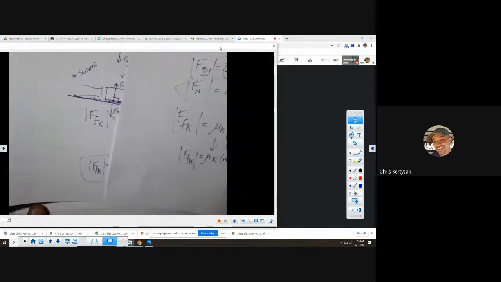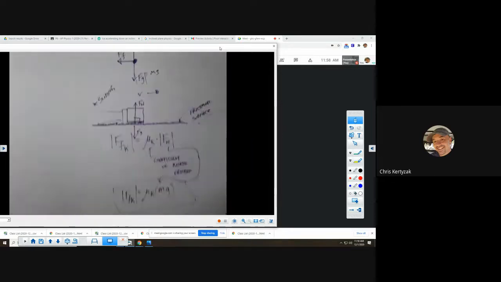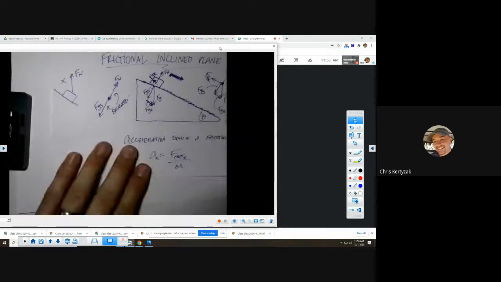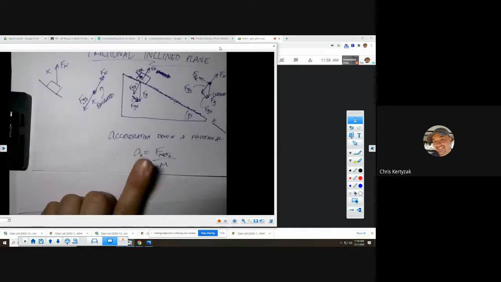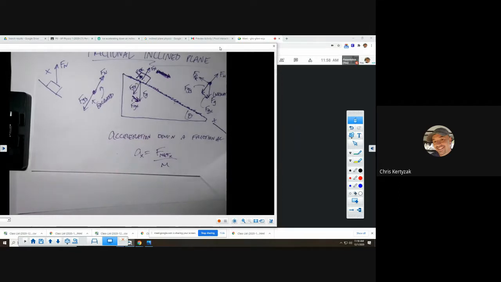So now we can fold this into the net force discussion, right? Because to figure out the acceleration down the frictional incline, we need to know what the net force is. And then it's a simple matter of just dividing it by the mass.